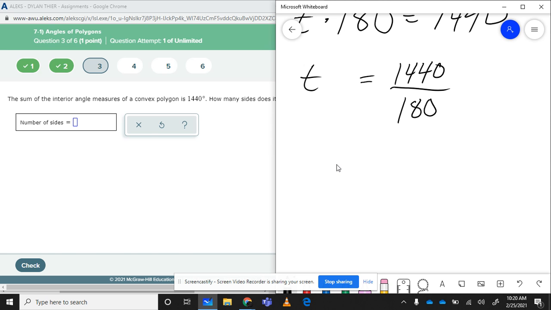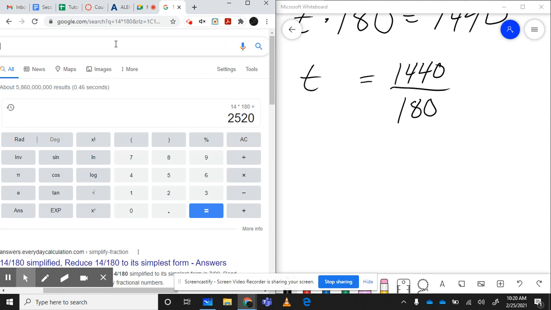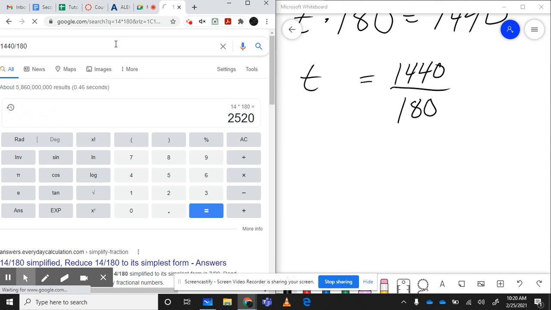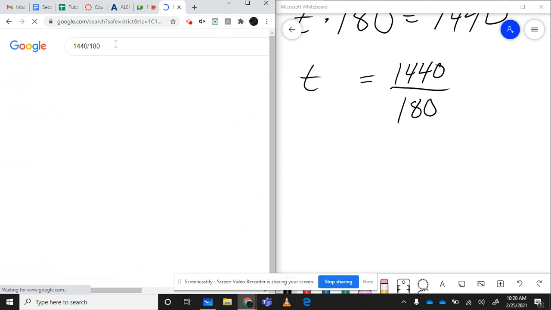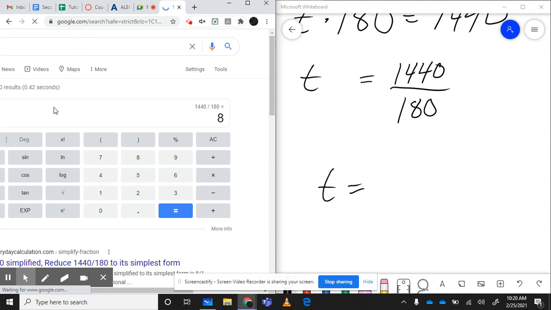Let's go over to the calculator again. 1440 divided by 180. The number of triangles in my shape that I would be able to make by our strategy of connecting those corners would be 8.